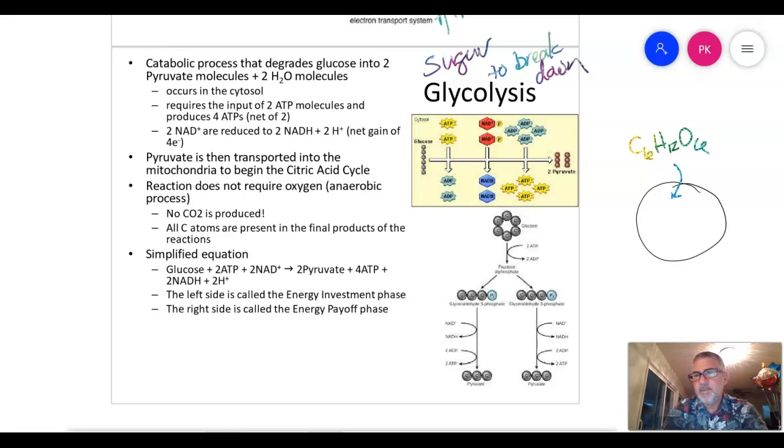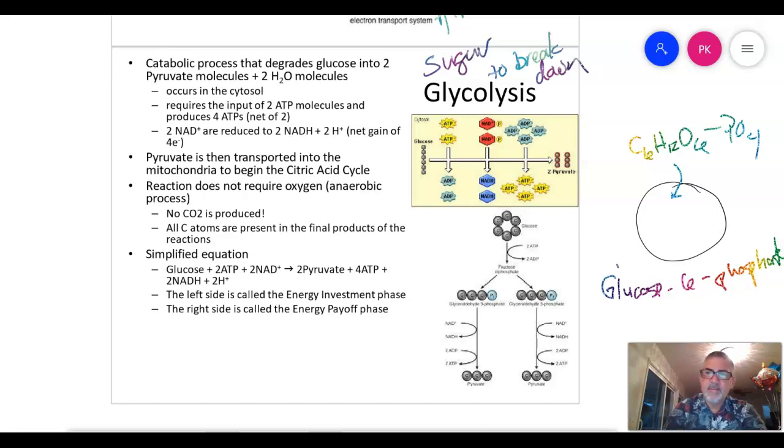The first thing that's going to happen is I'm going to add a phosphate to the end of it, right? And the reason why I'm going to do that is because once I add that phosphate, it can't go back the other way. It doesn't fit the channel anymore, right? So the first thing I'm going to do is modify it a little bit so I trap it inside.